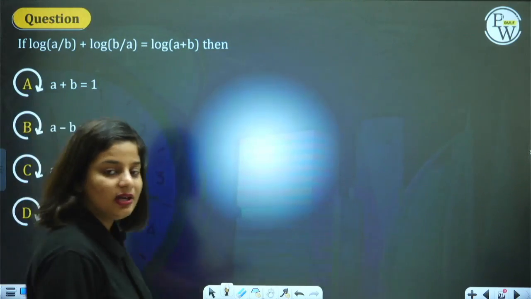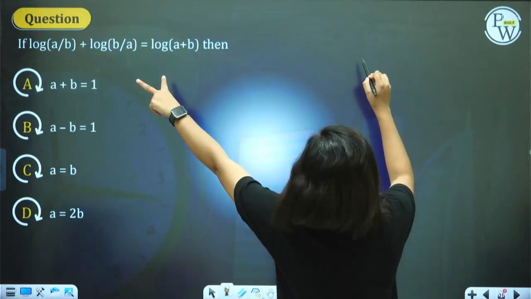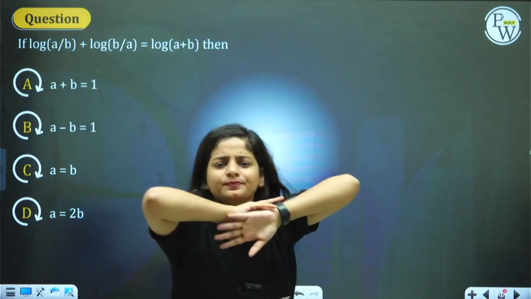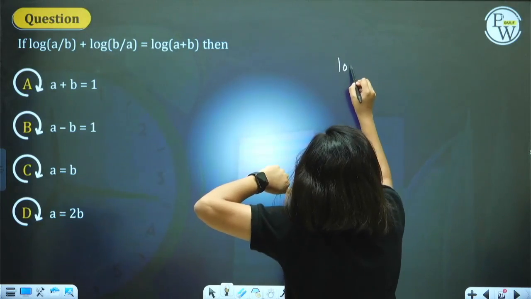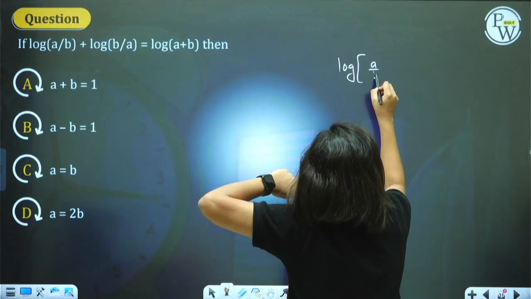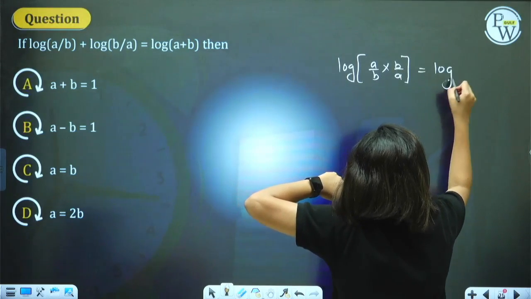Log of a by b plus log of b by a is equal to log of a plus b. Then what is the value of a plus b? On the left side, let's apply the product law. Two logs when added, I will combine the log and multiply the terms inside: a by b into b by a. Isn't it the product law? On the left hand side, I have applied the product law, people.